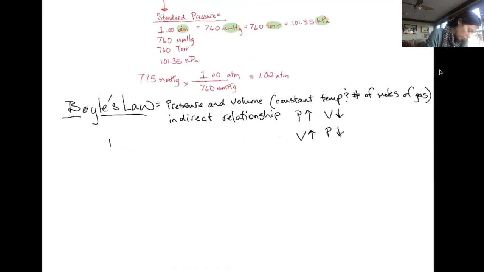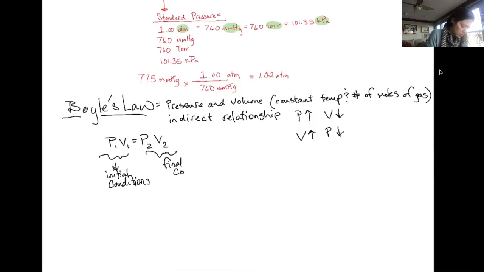The mathematical formula simply says P1V1 equals P2V2. So these would be my initial conditions. And these would be my final conditions, okay? And we'll do a couple practice problems when we're done looking at the gas laws. So you just plug them in and you just do the algebra. It's very, very simple. Pressure goes up, volume goes down, and vice versa.